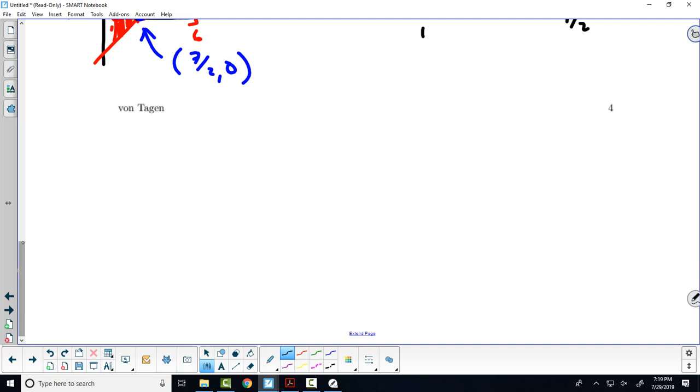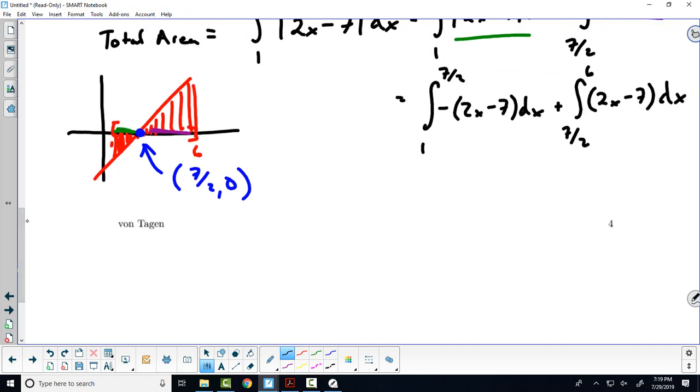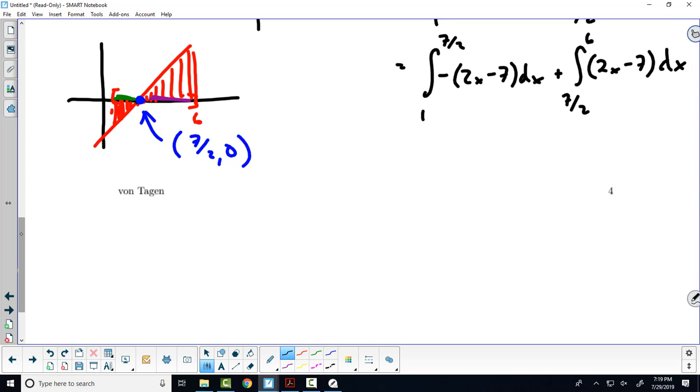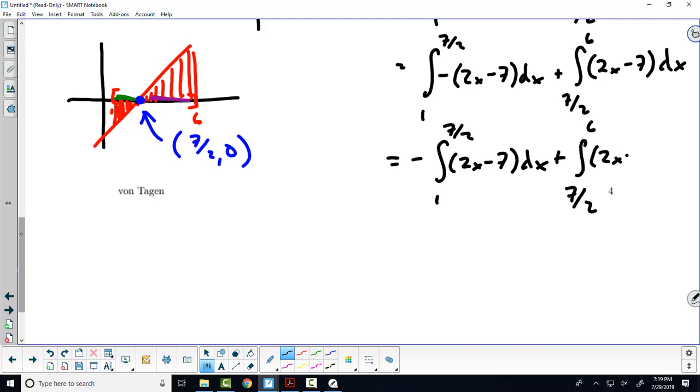Well, what can I do with that negative sign if I wanted to? I don't know necessarily it's the best idea, but I'm going to do it anyway. What can I do with that negative sign in that first integral? Factor it out. So I'm going to write that as negative integral from 1 to 7/2 of 2x minus 7 dx plus the integral from 7/2 to 6 of 2x minus 7 dx.